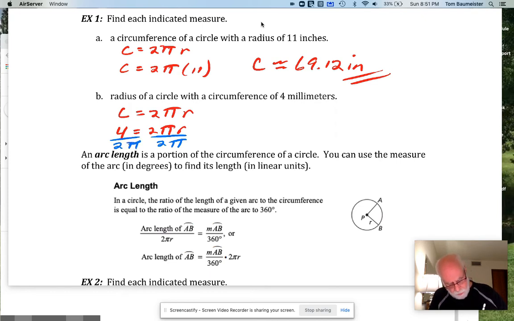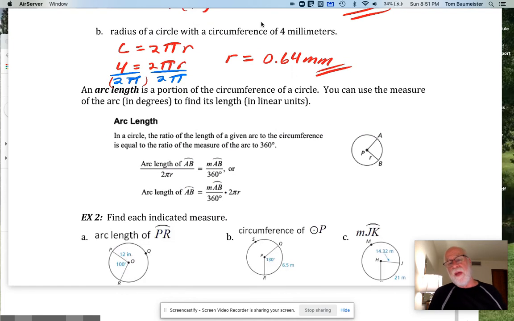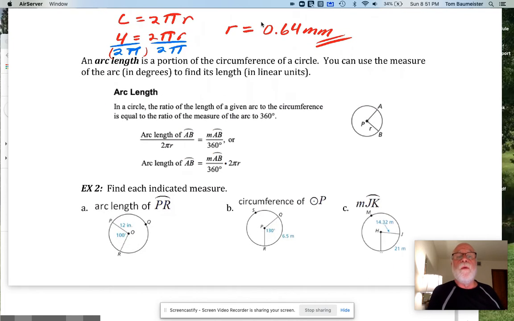And if we do that, we'll see that r is equal, again, if we put 4 divided by 2 pi, you might want to put this in parentheses, all right? When you're putting it in your calculator, it depends on your calculator a lot of times. But if you do that, then you'll get r is equal to 64 hundredths. And again, that would be millimeters, which we could write as little mm. Okay, so that should still be something that's review.